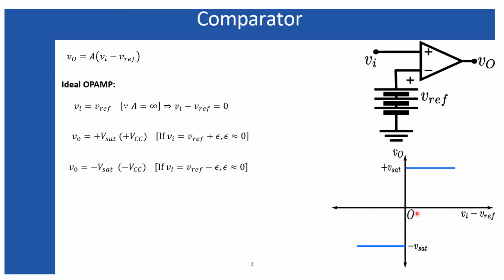greater than V reference, that is, Vi becomes greater than V reference by a very small amount close to 0, then instantly the output will switch to the plus Vset. Similarly, when Vi becomes less than the V reference by a very small amount close to 0, then instantly the output will switch to the minus Vset, which is equal to the most negative supply available for this circuit, and that is this minus VCC.